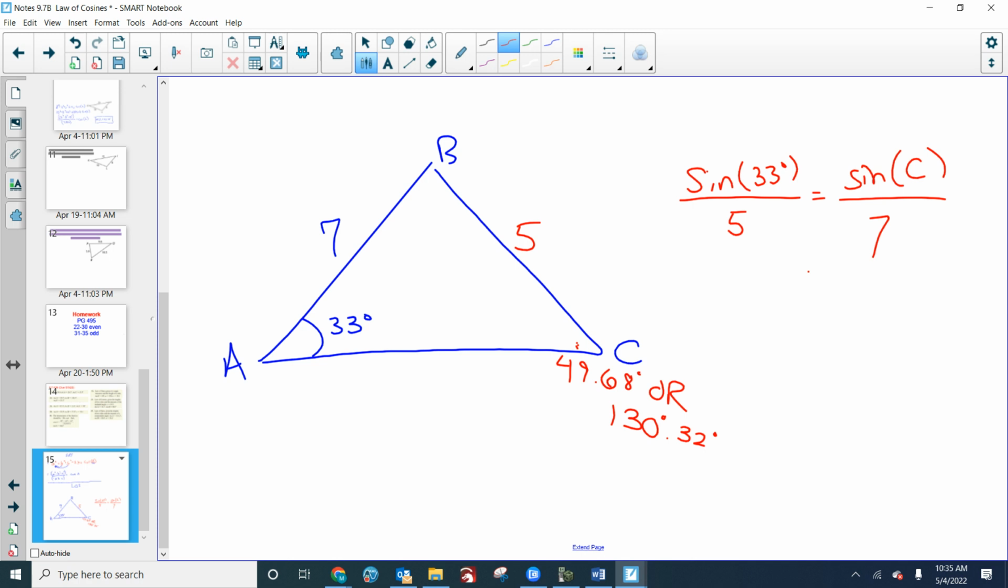Can it be either one of those? It has to be the 49.68, right? Why? I mean, look, 130 plus 33 is 163, but you still have another angle. So it could still have degrees. Yeah, 180 degrees in a triangle.